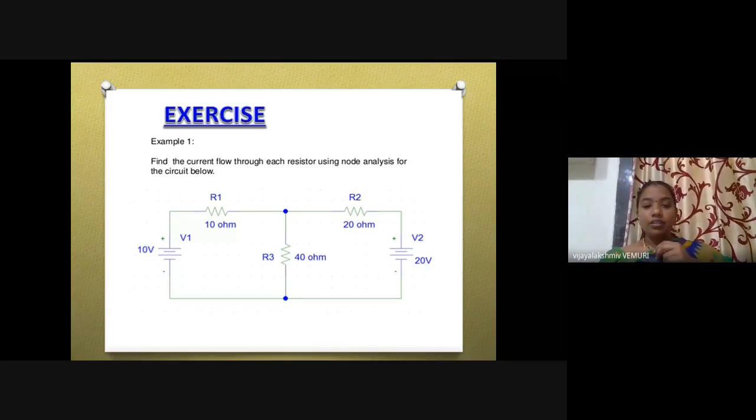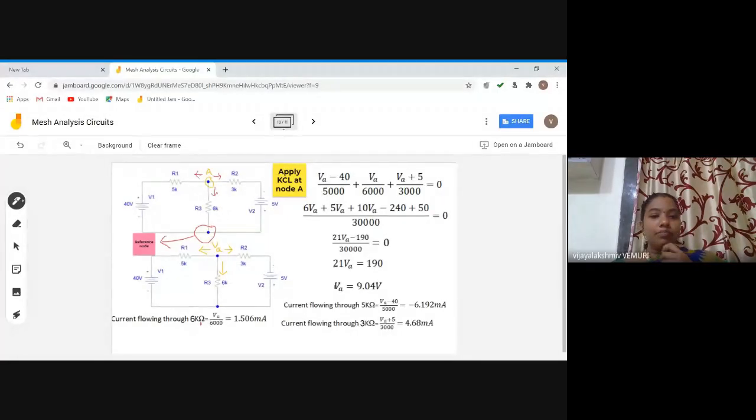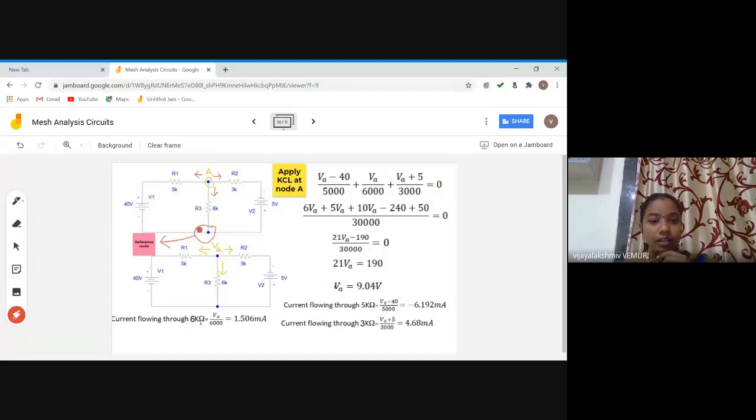Let me share my Jamboard once and then we'll go to it. Are you following? I'll show you once, don't worry. If you just observe this circuit, this is the circuit which I have taken from my PPT. You just observe here. Are you able to see my screen? Yes, ma'am. Okay, wait a minute.